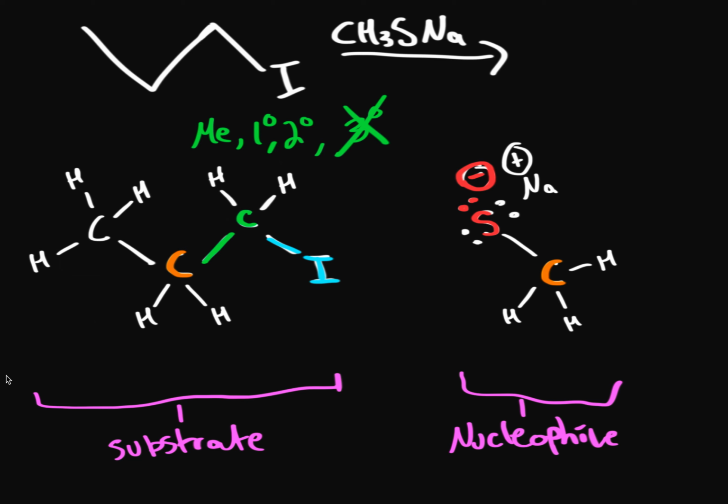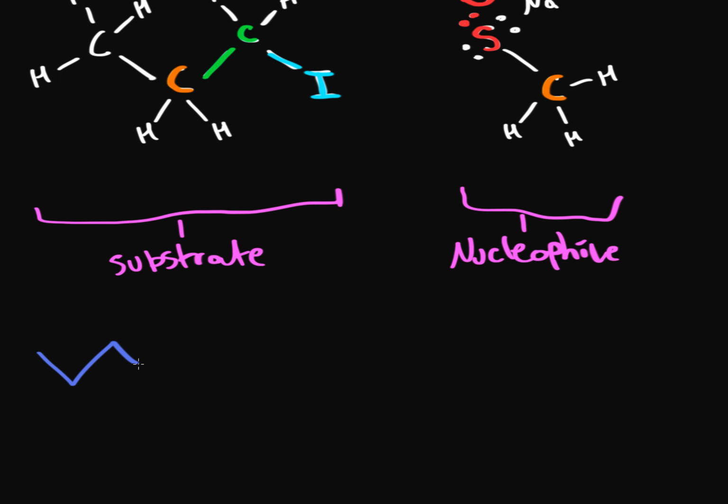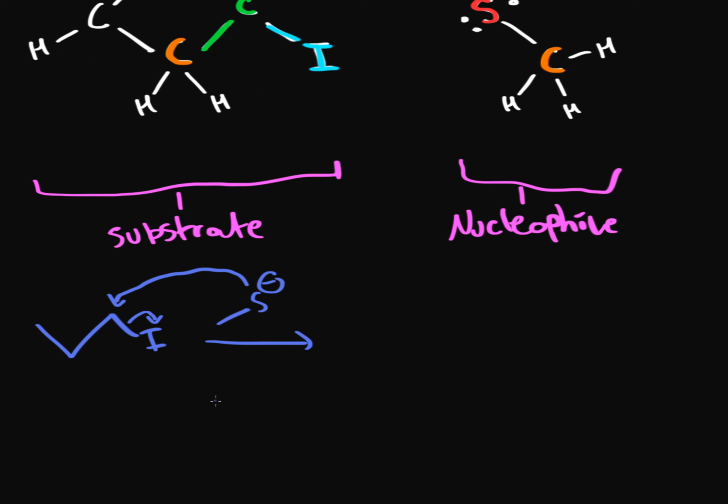So if you're wondering what the answer is for this situation right here, if you have this substrate and react it with our negatively charged sulfur, what will end up happening is that this sulfur essentially attacks the main carbon from the back, and the iodine leaves right away. It happens in a single step. It happens right away. It's called a concerted reaction. It happens all at once.